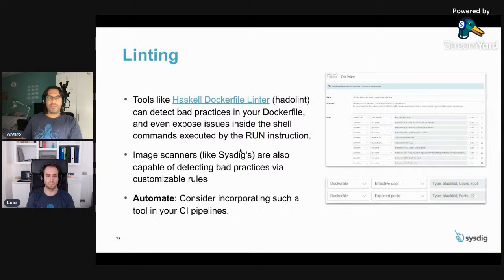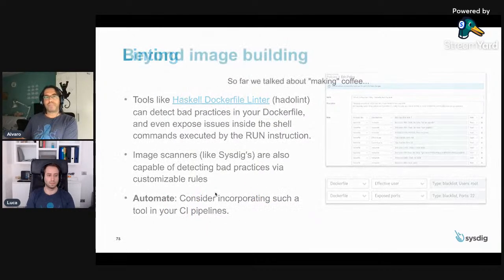And for example, the Sysdig image scanner, apart from detecting vulnerabilities, can also detect bad practices. Like in this example, you can see a container running as root or an exposed port for SSH, etc. So try to use this kind of tools to detect these bad practices or problems. And as usual, automation is better than manual, so consider incorporating this kind of tools in your CI pipelines.